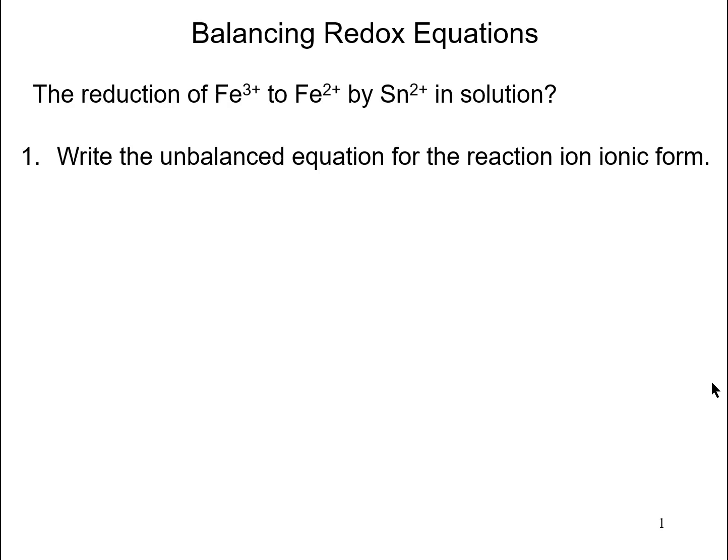So we're first going to start by writing the unbalanced equation in ionic form. So Fe3+ and Sn2+ is going to Fe2+ and Sn4+.